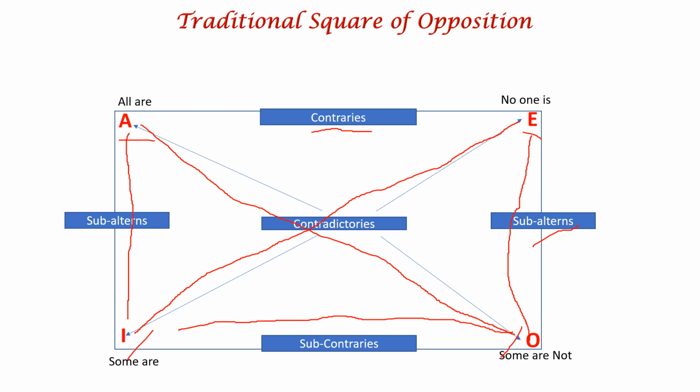And now we will see what is meant by contradictory relationship, contrary relationship, sub-contrary relationship, and subaltern relationship one by one. We said the propositions A and O are contradictory. We will see what is contradictory first. And similarly, propositions E and I are contradictories. These two diagonals. What is the meaning of contradictory proposition?